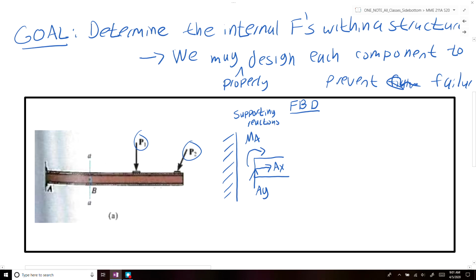So those are our supporting reactions. We also know that at the other end of our system we have our two applied forces. We have P1 and we have P2.